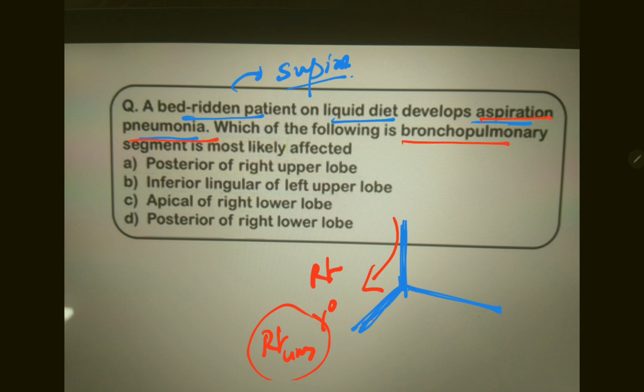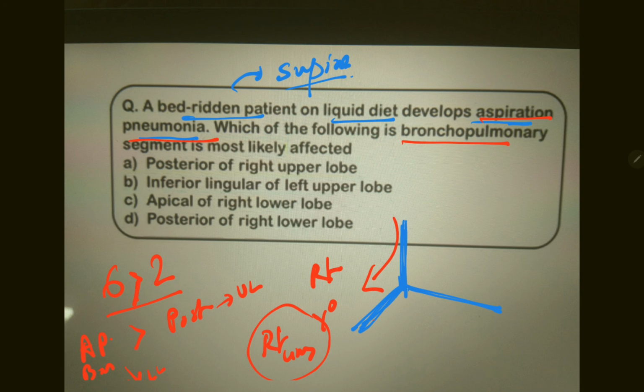Which of the following bronchopulmonary segments is most likely affected? I already told you, in supine posture the only segments are either segment 6 or segment 2. That means the apical basal segment or the posterior segment only. They are the most dependent bronchopulmonary segments. The suffix basal means the apical basal segment is a segment of the lower lobe, and posterior is a segment of the upper lobe. So, posterior of the right upper lobe.